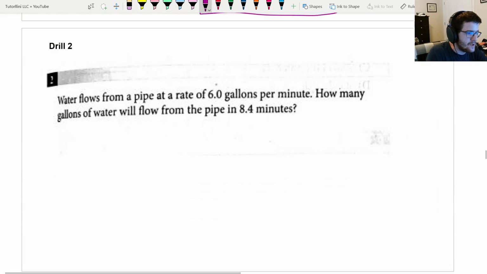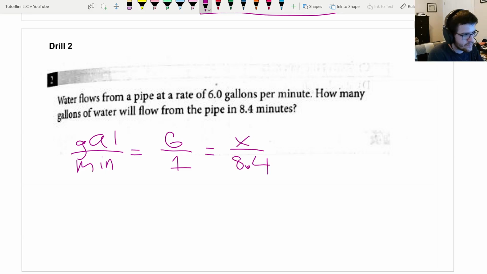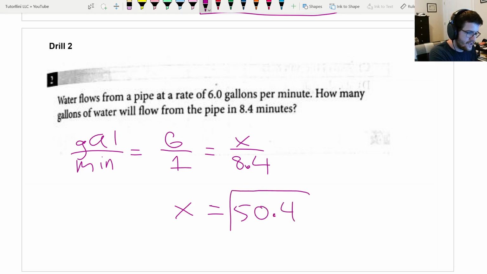Great. Okay, water flows at a rate of 6 gallons per minute. How many gallons of water will flow from the pipe in 8.4 minutes? You could do a unit conversion, but for the sake of simplicity, why don't we just use a proportion? It doesn't really matter. Gallons per minute, so 6 gallons for every 1 minute. And then we don't know how many gallons of water, so we could put x, for 8.4 minutes. Now I can just cross multiply, so I get x equals 6 times 8.4, which is 50.4, which is the answer.